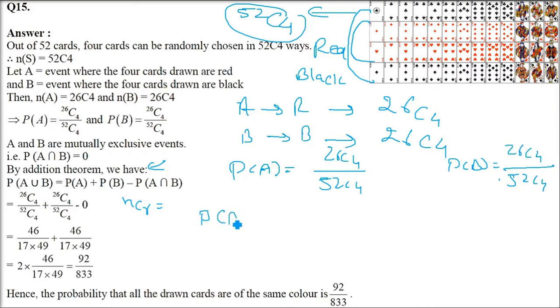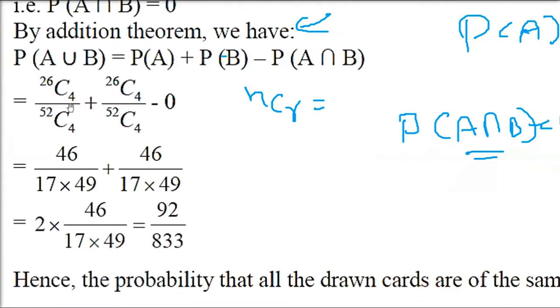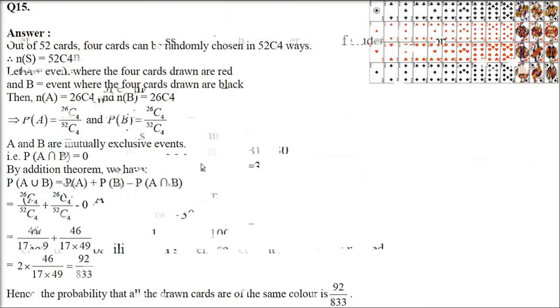Now the main thing is P(A intersection B). How many are common? See, black and red are mutually exclusive. If blacks are coming, reds are not coming. If reds are coming, black should not come. So A intersection B is nil, 0. So P(A intersection B) is 0. So here, 26C4 over 52C4, same thing here. In place of P(A intersection B), just put 0. 92 by 833 will come.